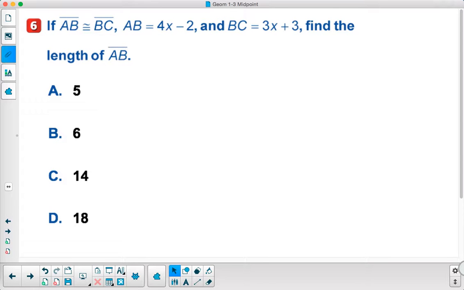Bell ringer number 6. Be sure you didn't just answer what x equals. Find the length of segment AB. And the answer is?